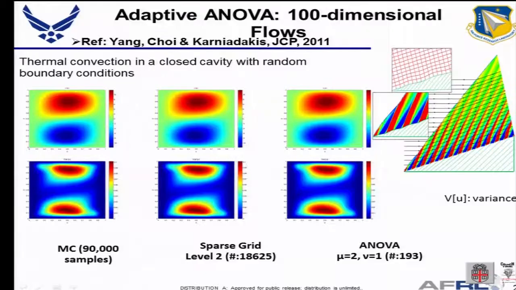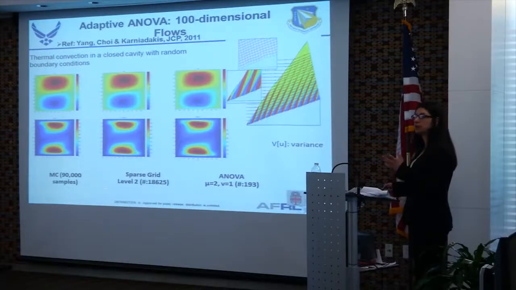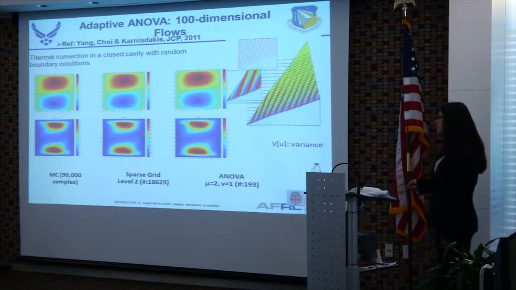So they've been using that. In fact, the problem you have here is thermal convection in a closed cavity with random boundary conditions. And look at this. People have been using Monte Carlo. Look at the number of samples you need in order to get the solution. This is like 90,000. Sparse grid is basically based on the idea that you don't sample just everywhere. You sample at specific points, and there is some mathematical theory about what would give you the optimal sampling in that case. But still it's 18,625. But look at the ANOVA here. You can do this with 193. It's not bad. This is pretty good.